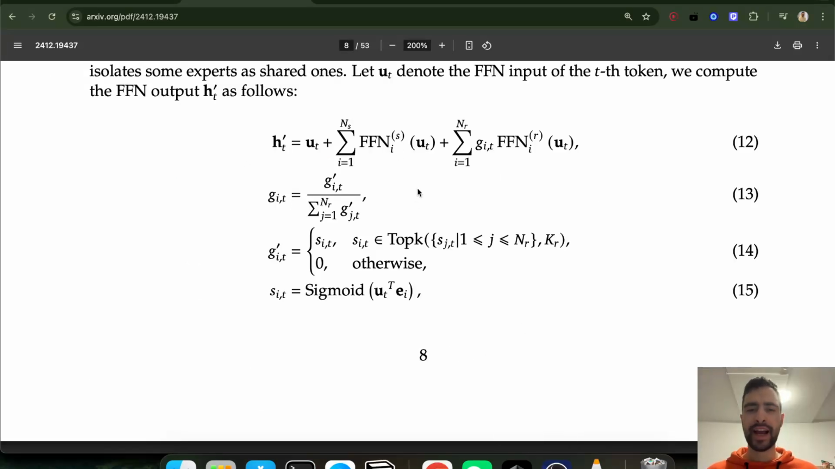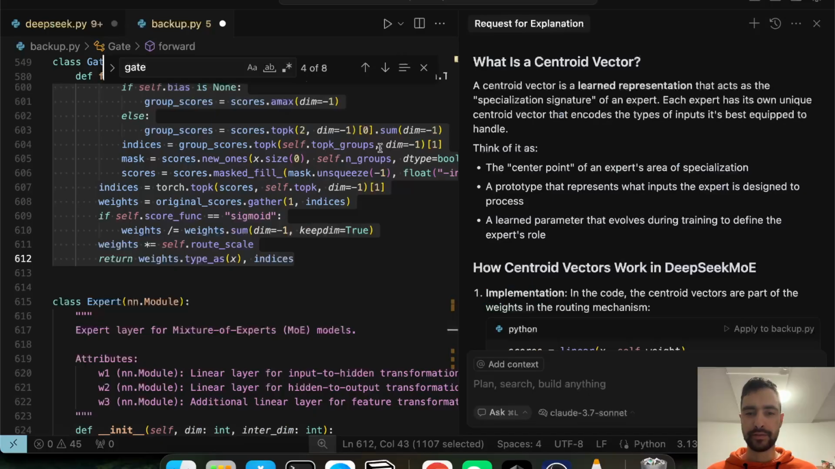And this is how we calculate those gating values. We start from the bottom here because they wrote the first equation at the bottom. We have our input and we transpose it. This input has batch size, sequence length, and dimension shape. And we have this expert centroid vector. So what is the expert centroid vector?